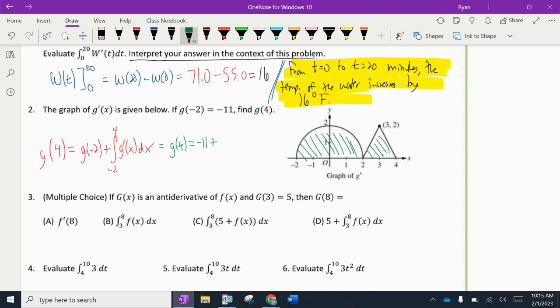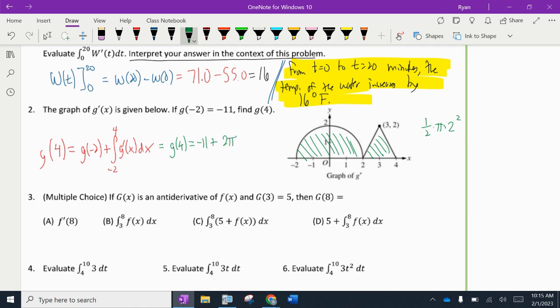Let's talk about this region first. What kind of shape is that? Semicircle. The area of a circle is pi r squared. The area of that semicircle is 1/2 pi times what's the radius squared? What's the radius? 2. So 2 squared. And if we evaluate all that, what does this come out to? 2 pi.